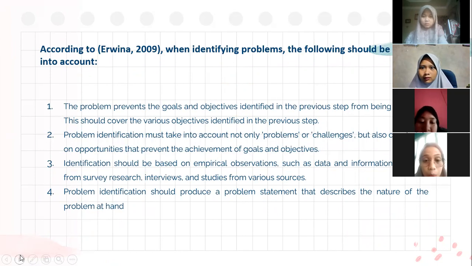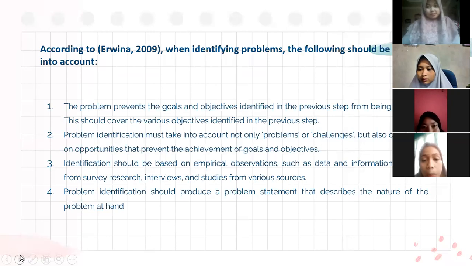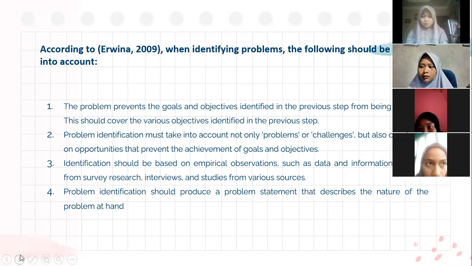According to Erwina 2009, when identifying problems, the following should be taken into account. The first is the problem that prevents the goals and objectives identified in the previous step from being achieved. This should cover the various objectives identified in the previous step. The next is that problem identification must take into account not only problems or challenges, but also constraints and opportunities that prevent the achievement of the goals and objectives.